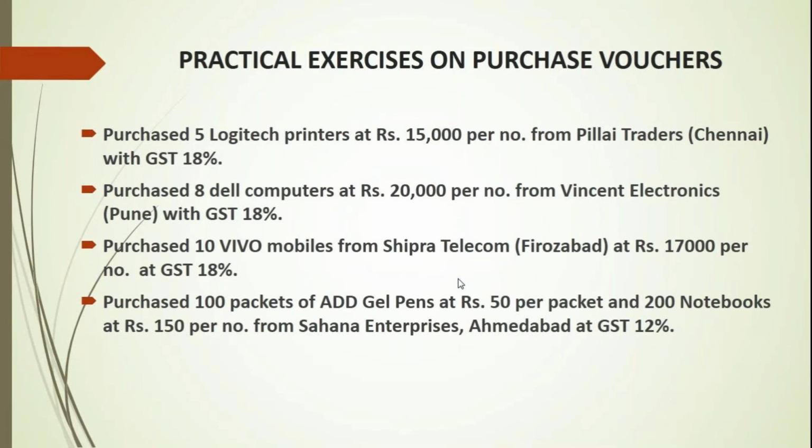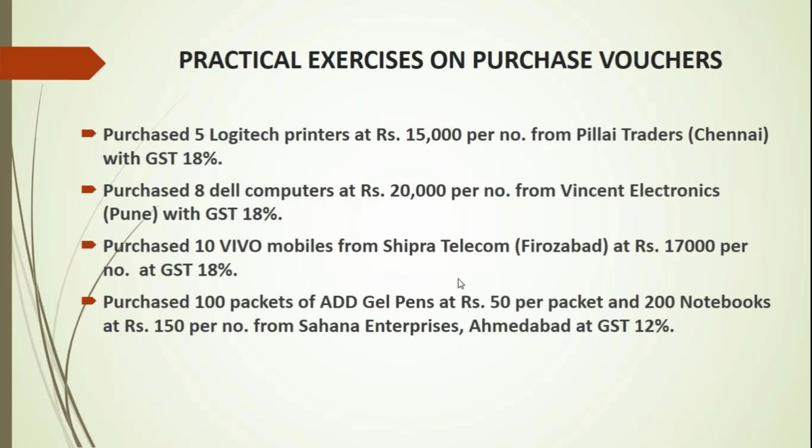Now we go for the fourth one. I hope all of you have done the third one successfully. Now we will go for the fourth one, that is: purchased 100 packets of Agile pens at 50 per packet and 200 notebooks at 150 per number from Sahana Enterprises, Ahmedabad. So now two stock items are being purchased.